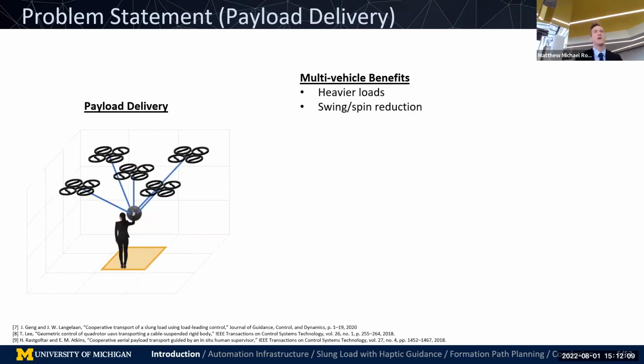Within payload delivery, if you have a single vehicle, you can carry a reasonably heavy object. Typically, you see this with military vehicles and others where you have a single slung load, but you have problems such as swinging and spinning. And if you use multiple vehicles, not only can you carry a heavier load, but you can potentially damp out some of those unwanted dynamics by pulling in multiple directions.